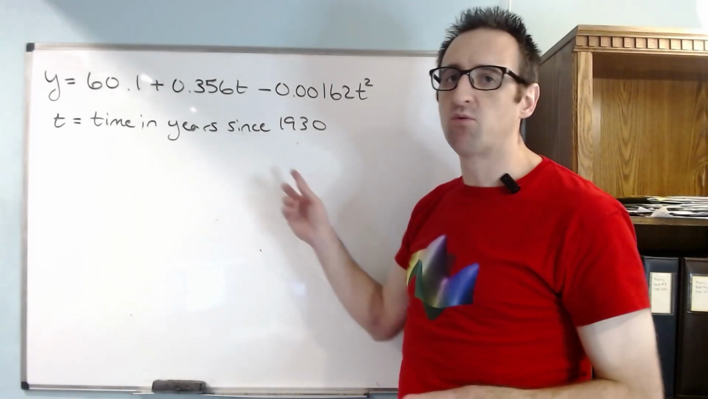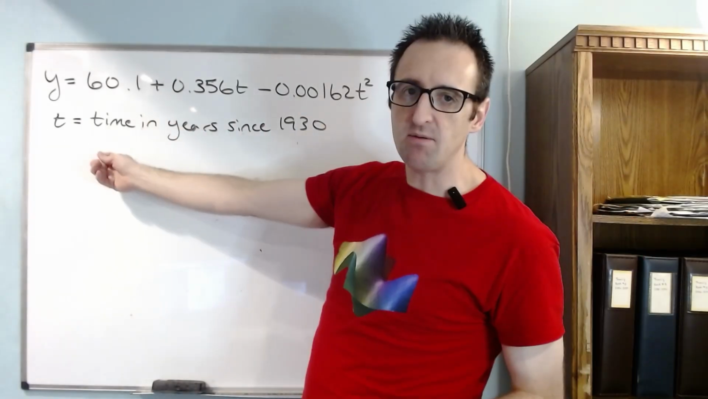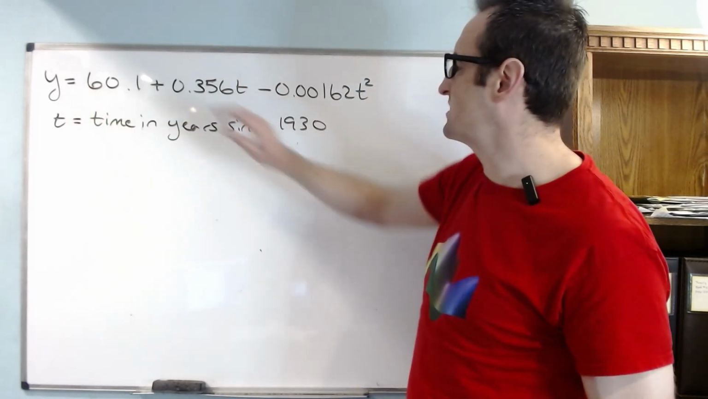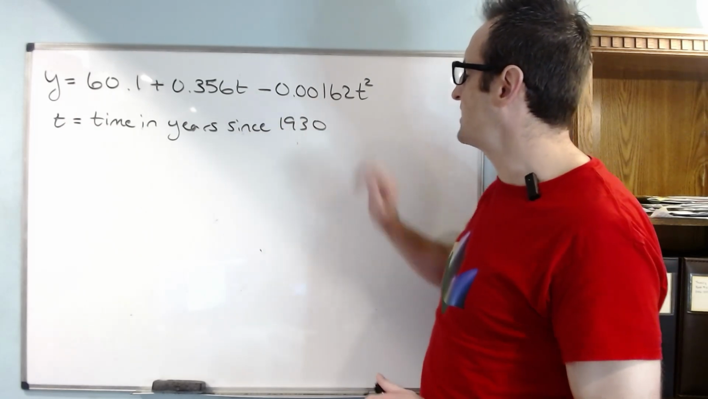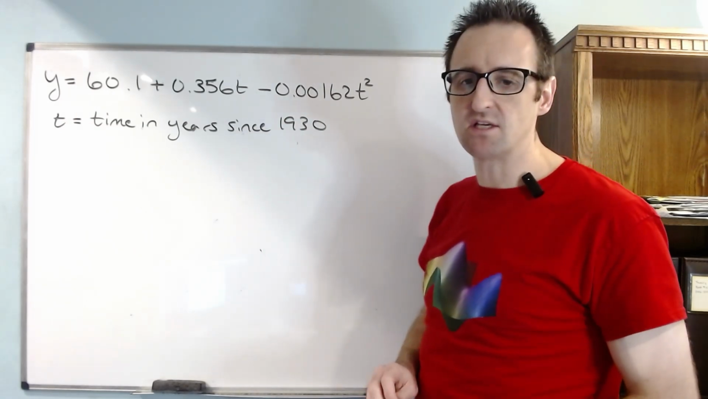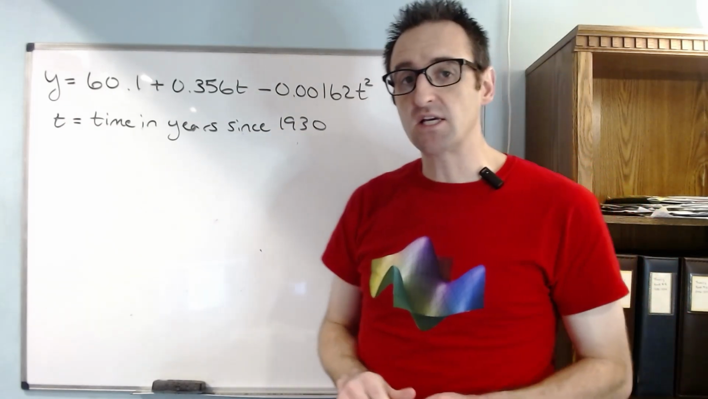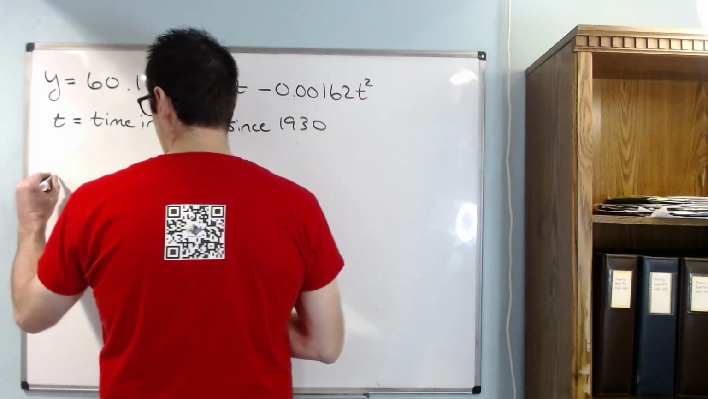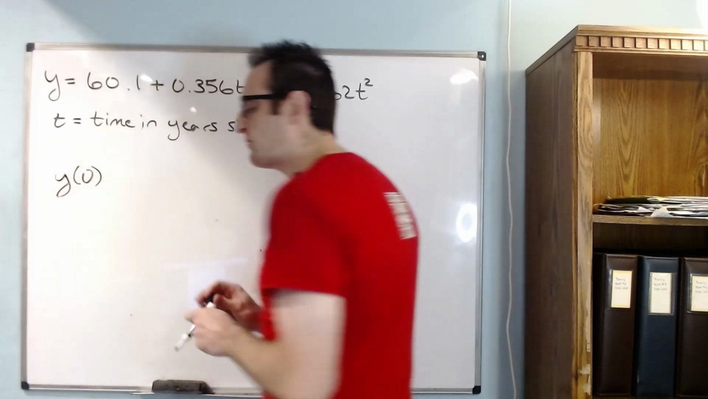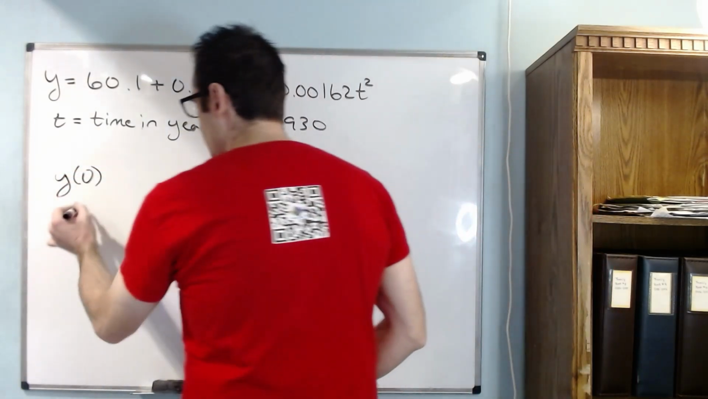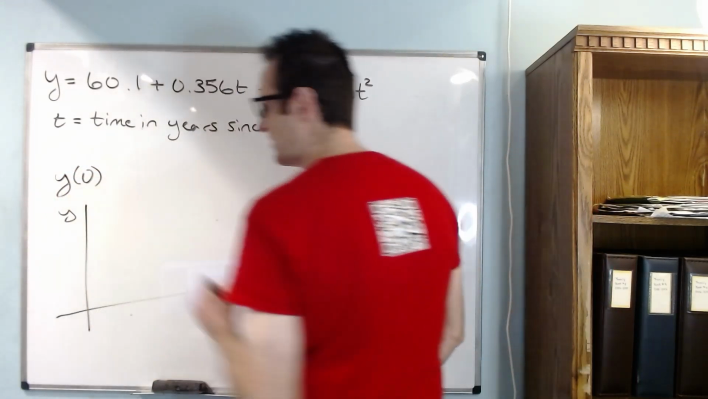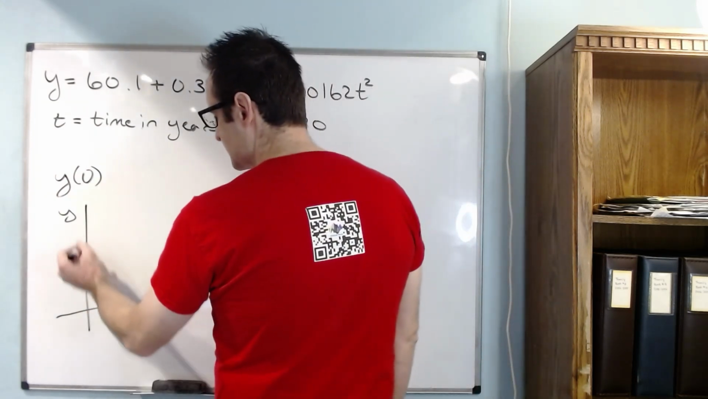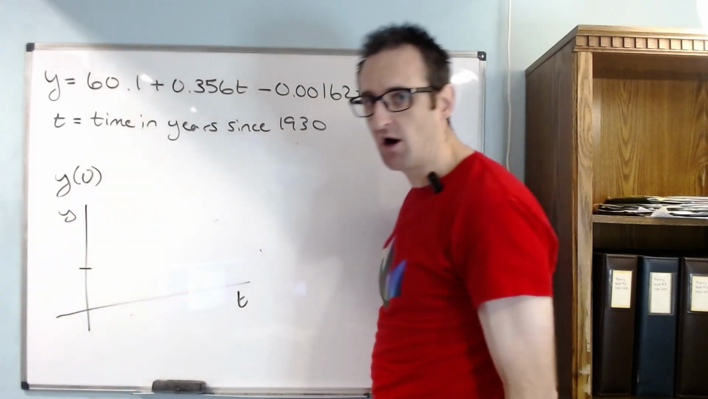Okay, so I've written up on the board the model that we were given, with t being the time in years since 1930. So again, we have y equals 60.1 plus 0.356 times t minus 0.00162 times t squared. The first question that we were asked is, what does the y-intercept of this model mean? Well, the y-intercept of this model is what happens when t is equal to 0. Because if you were to graph this on a plane that has y on the y-axis and t on the horizontal axis, then t equals 0 is the point where it crosses the y-axis, and that's why we call it the y-intercept.